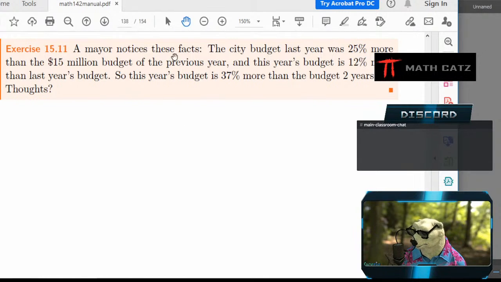A mayor notices these facts. The city budget last year was 25% more than the 15 million budget of the previous year, and this year's budget is 12% more than last year's budget. So this year's budget is 37, 25 plus 12% more than the budget 2 years ago.